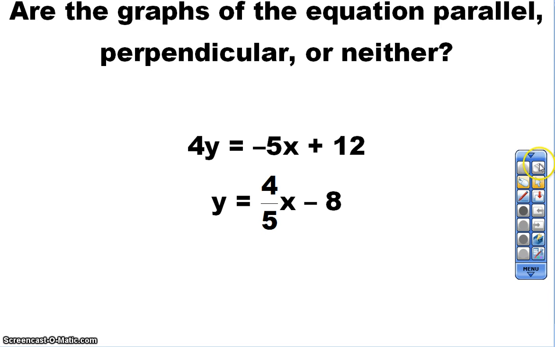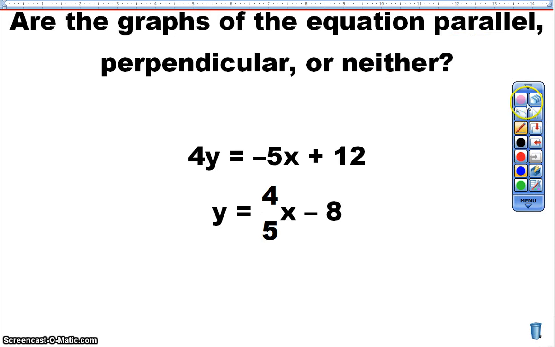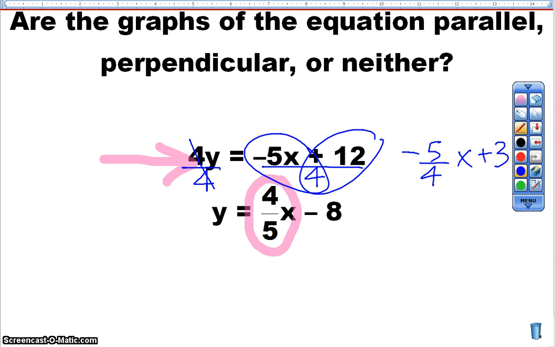All right, so let's try our first example here. It says, are the graphs of the equation parallel, perpendicular, or neither? The only thing I care about when I'm trying to answer this question are the slopes of the lines. This one has a slope of 4/5, but this one is a little bit harder because it's not in slope-intercept form. You can get it there, and here's how you would do it. I'm going to divide everything through by a 4, and watch this. That 4 has got to go to both parts, so that's going to be negative 5/4 x plus 3. Watch that, negative 5/4, and then that's a positive 3.